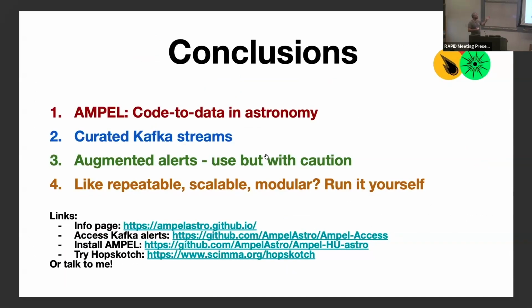Okay, so some of my conclusions. AMPEL, in a word, is implementing code to data in astronomy. We have some curated set of Kafka streams that, for most users, will provide high quality alerts, and I encourage you to use them together with what other input sources you have. These alerts have augmented information for photometric redshift classifications. These will be critical to use Rubin data. Just use them with caution.